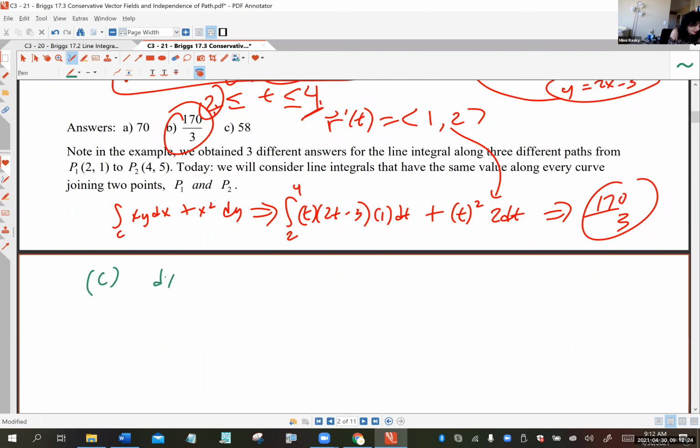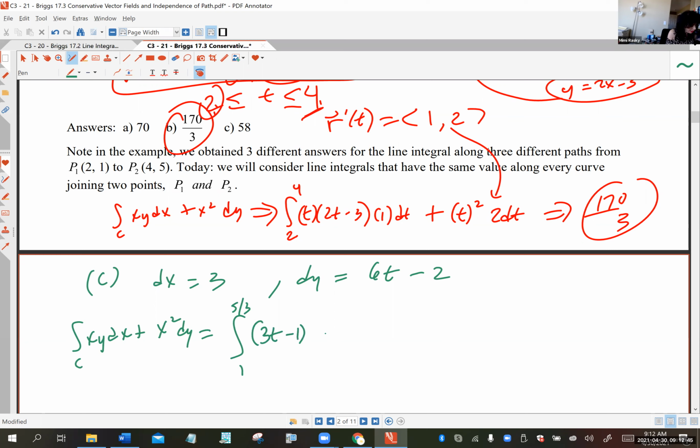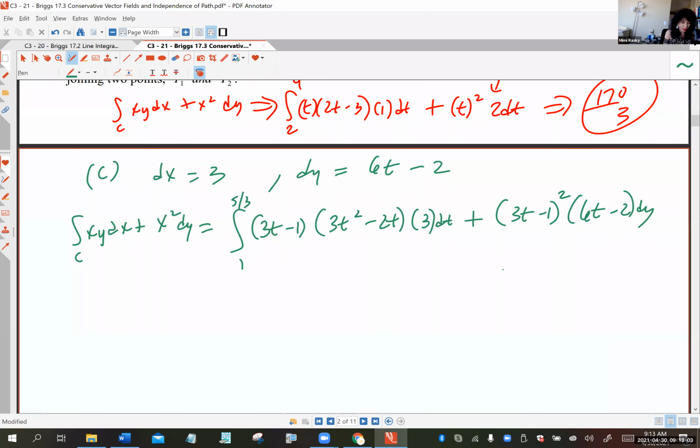So for letter C here, dx is 3, and dy is the derivative of 3t squared minus 2t, like that. And so then this line integral xy dx plus x squared dy is going to become a regular integral going from 1 to 5 thirds. And your x is 3t minus 1, your y is 3t squared minus 2t, your dx is 3 dt plus x squared, that's going to be 3t minus 1 squared, times your dy, but that's 6t minus 2 dt. And this is going to be a little bit of a pain to integrate, blah, blah, etc. And you get 58.